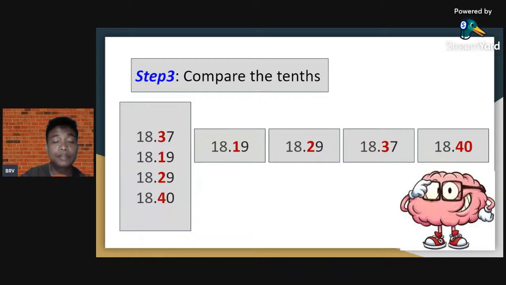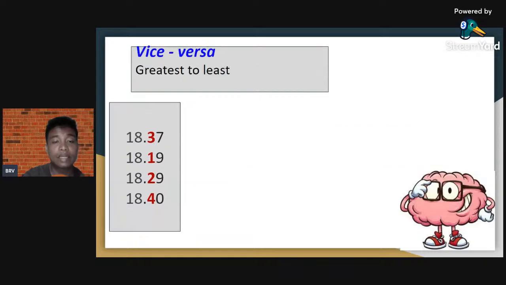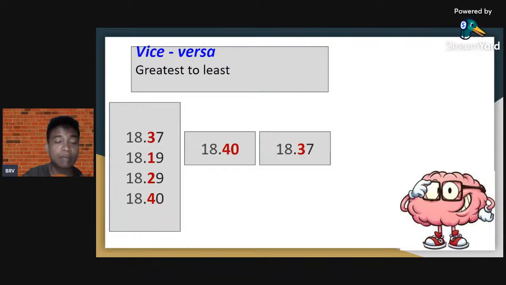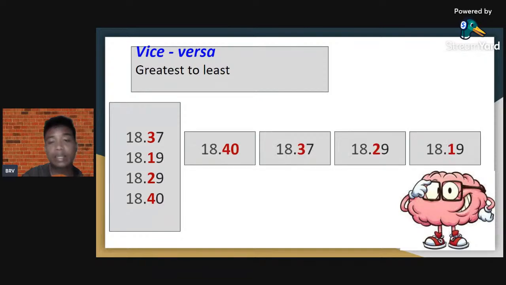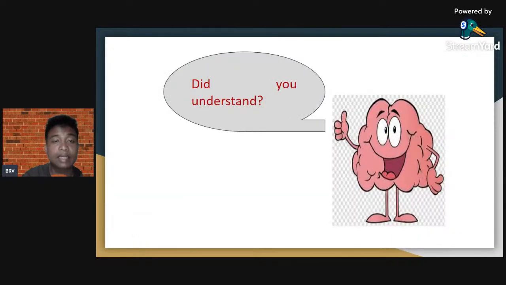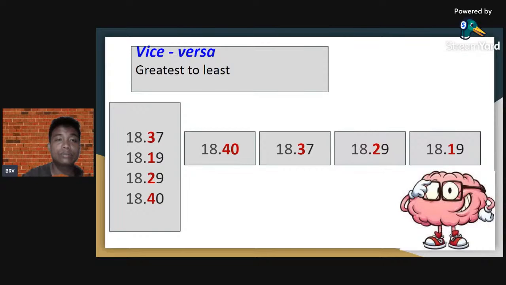So the next steps, yung vice versa natin dyan, yung greatest to less, yung pinakamalaki, yung 18.4, 18.37, 18.29, 18.19, yung pinakamaliit dyan. So now that's how to arrange decimals.